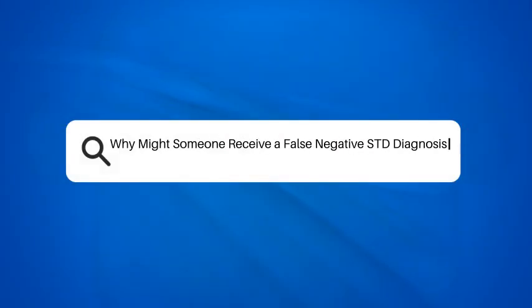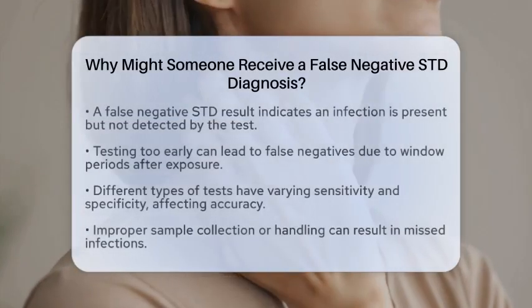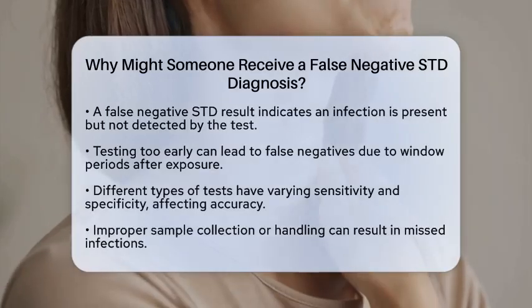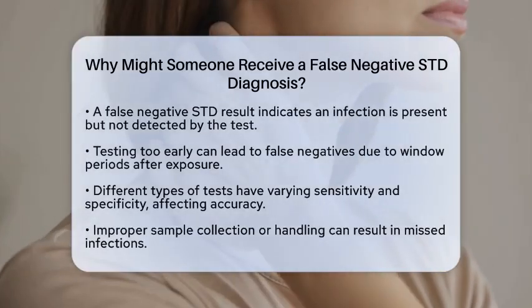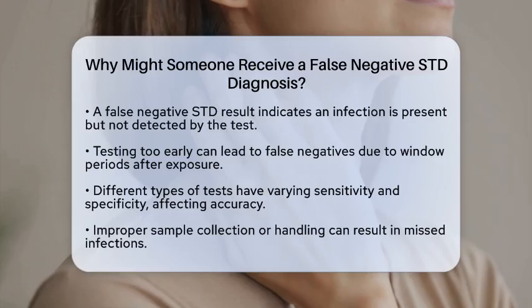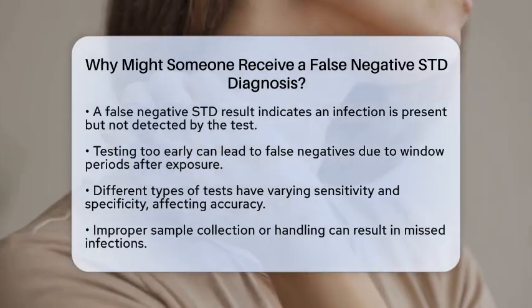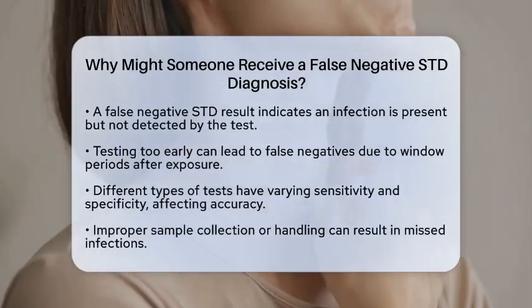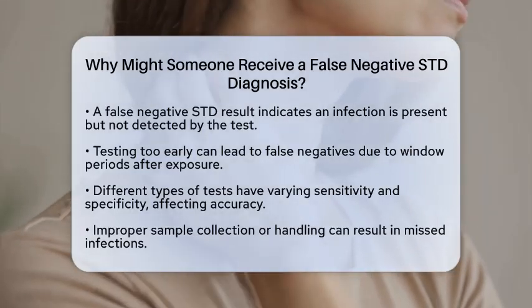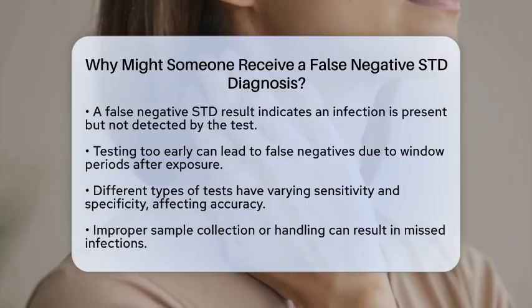Why might someone receive a false negative STD diagnosis? Have you ever wondered why someone might get a false negative result for a sexually transmitted infection? A false negative means the test says a person does not have an infection when they actually do. There are several reasons this can happen, and understanding them can help manage sexual health better.